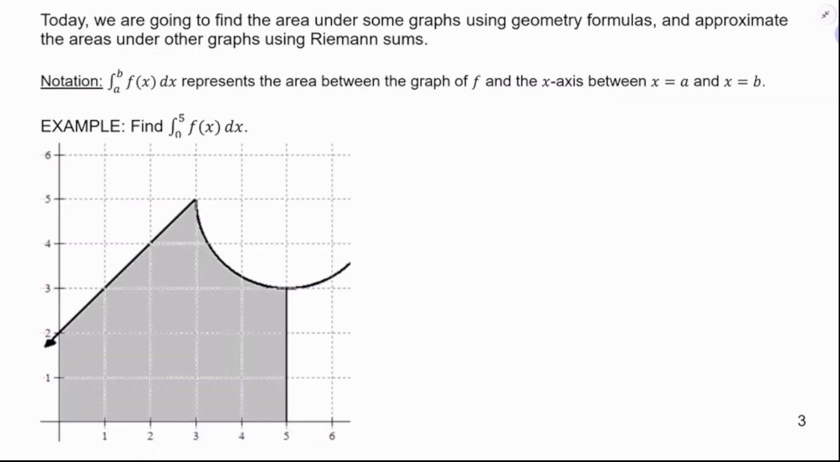And the notation you're going to see for the area under the graph of a function between x equals a and x equals b is right here, the integral from a to b of f of x dx. The fact that it uses the same notation as the antiderivative is not a coincidence, and the connection there is what we're going to be looking at in the next lesson. But for now, we're just going to be content finding some areas.